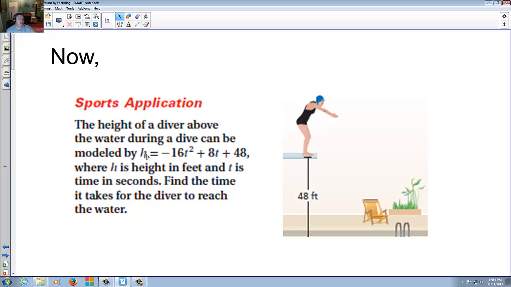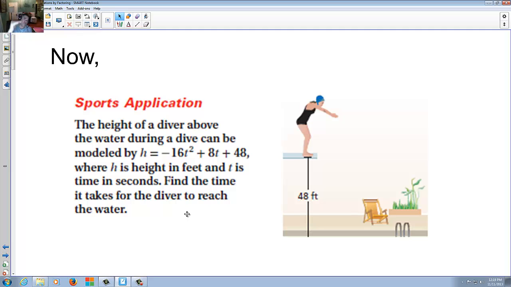Because the force of gravity on Earth, I think, is 9.8 meters per second. But for our limited use, we'll say that negative 16t squared will be our equation of how far you've fallen. Anyway, negative 16t squared is gravity pulling you down. 8t is you jumping up off the diving board. And 48 is how high you were off the diving board versus the water, which is very high. That would be 16 yards in the air, which is pretty high. So where h is height in feet and t is time in seconds, basically you're 48 feet above the water, okay?